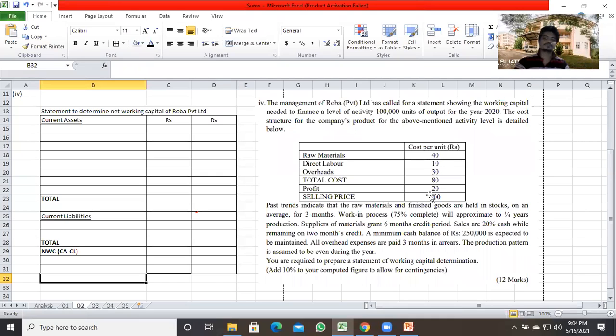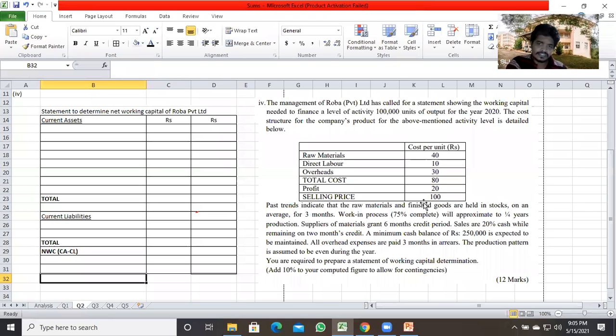Then you have been given a per unit cost. Raw materials per unit 40, direct labor per unit 10, overheads 30, then total cost is 40 plus 10 plus 30, that means 80. The expected profit per unit is 20, that means selling price should be 100, easy.